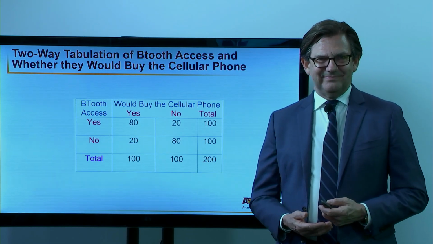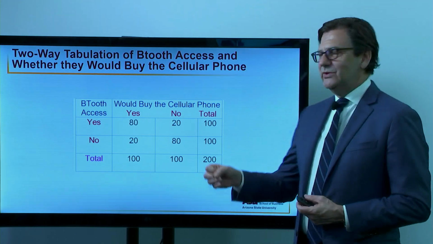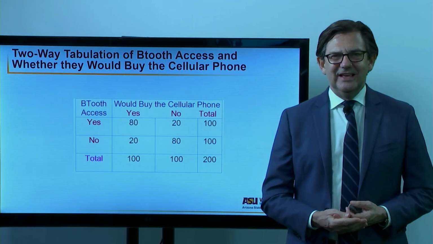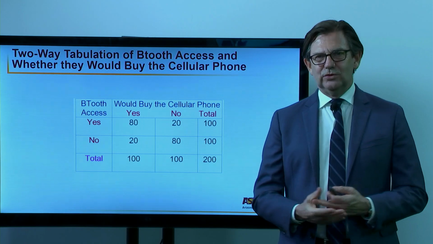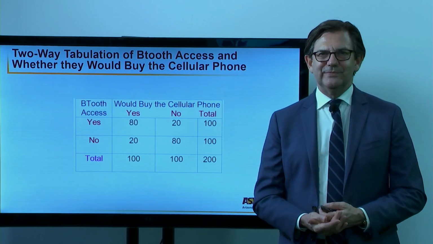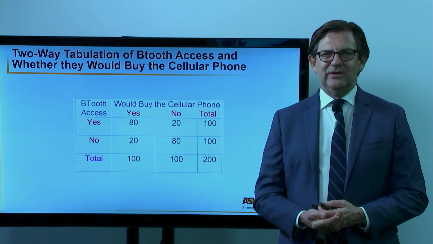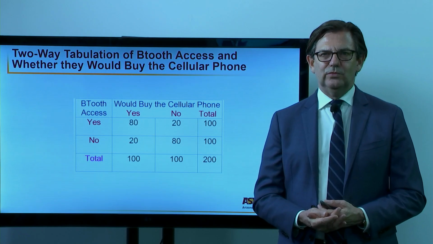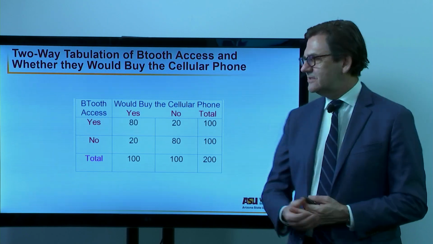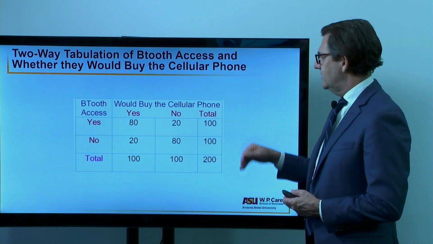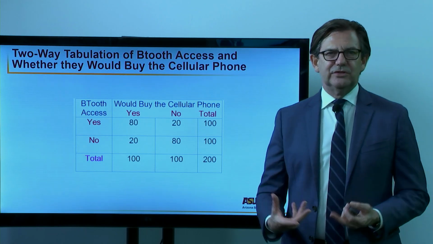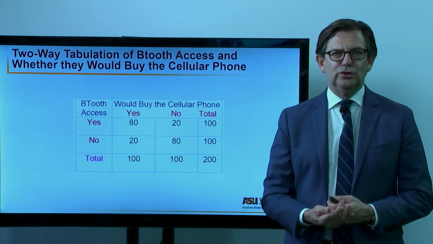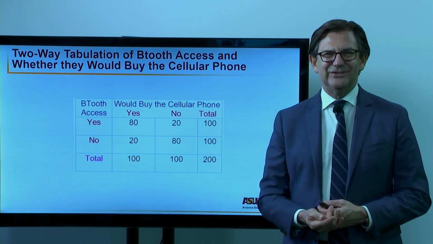Now, what we're going to use is a two-way tabulation, a simple table, or you might call it a crosstab or a 2 by 2. It shows in this format what the responses are for people who saw the phone with Bluetooth access. So in this row here, we have respondents who saw it, and we split it into two groups of 100 each.